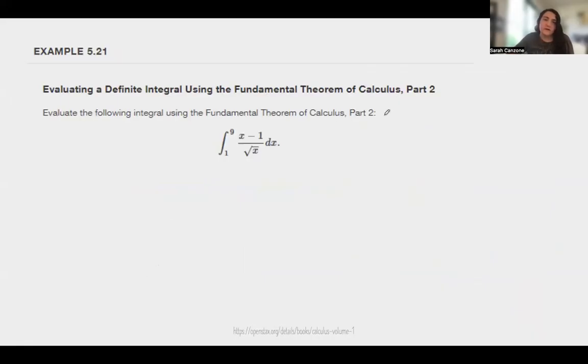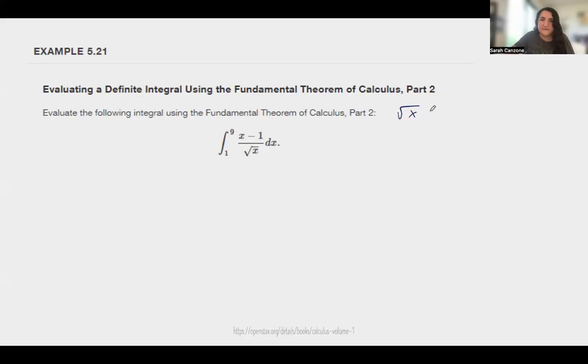So evaluate using the Fundamental Theorem of Calculus, Part 2. So what we again notice when we look at something like this is that we cannot just take the antiderivative because we know that the integral sign doesn't distribute over division. So what we have to do first is we have to create separate terms of addition and subtraction. And because this is divided by a single term, we can in fact take each term in the numerator and divide it individually by what's in the denominator.